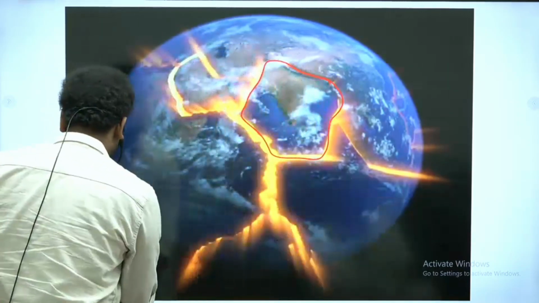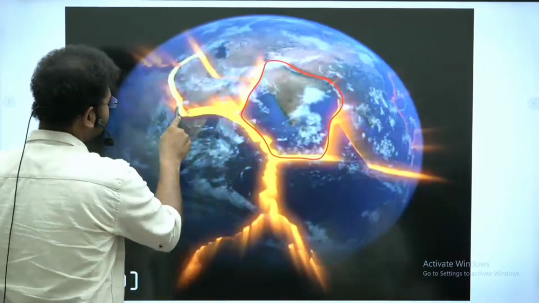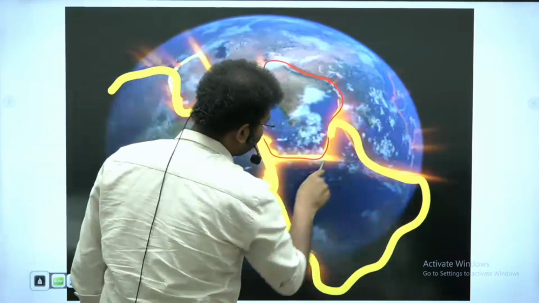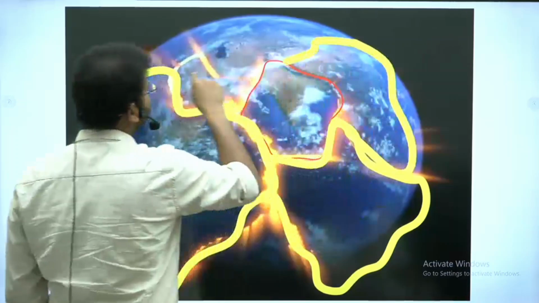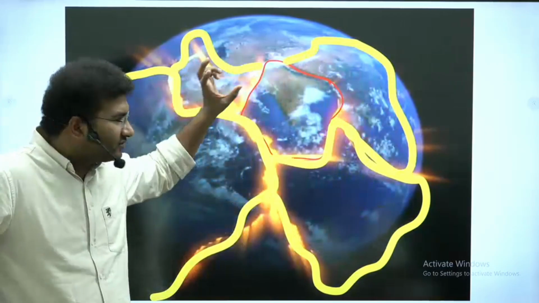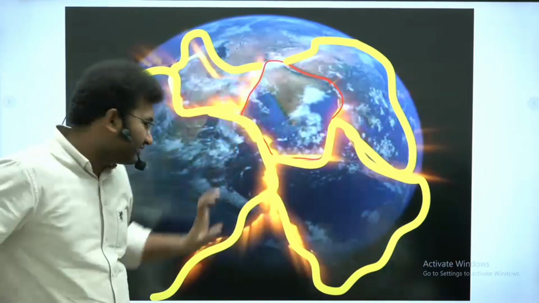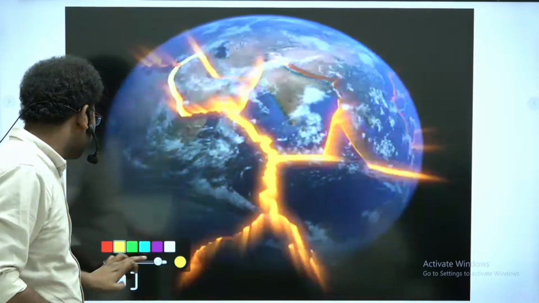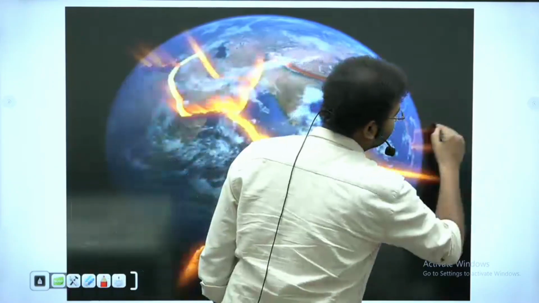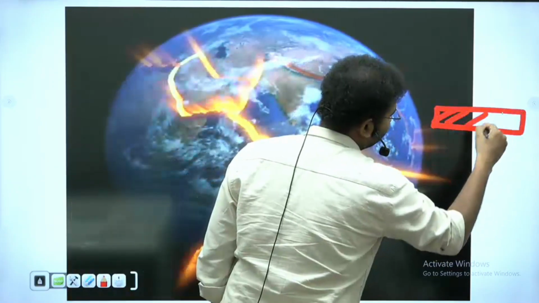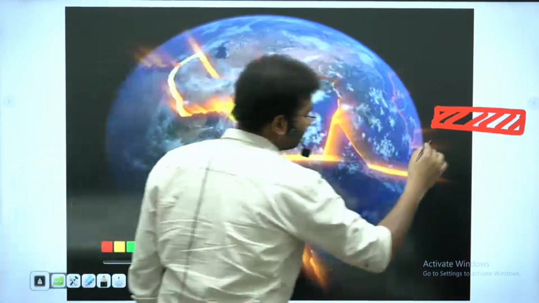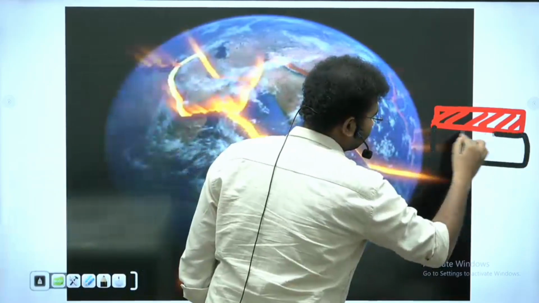Like that, you have multiple plates, and some sizes are big, some sizes are small. This is another plate, and this is another plate. Likewise, you have multiple plates that are present on the surface of the earth. Each of these plates, imagine as a piece of cake which is almost 200 kilometers deep, and when you look in a cross-sectional view, it does look like this. So imagine this is a plate, and this plate is floating where? On the asthenosphere.